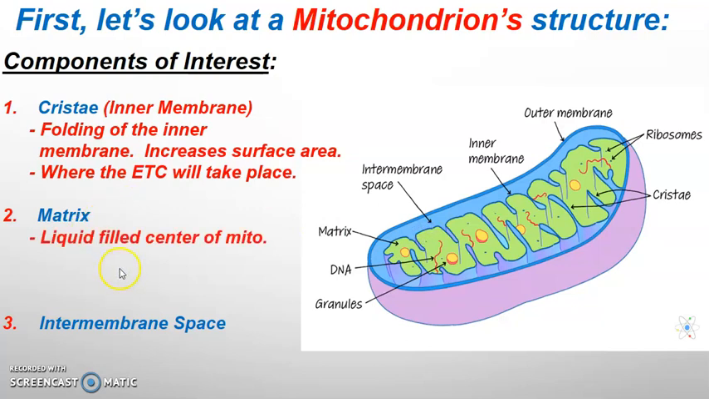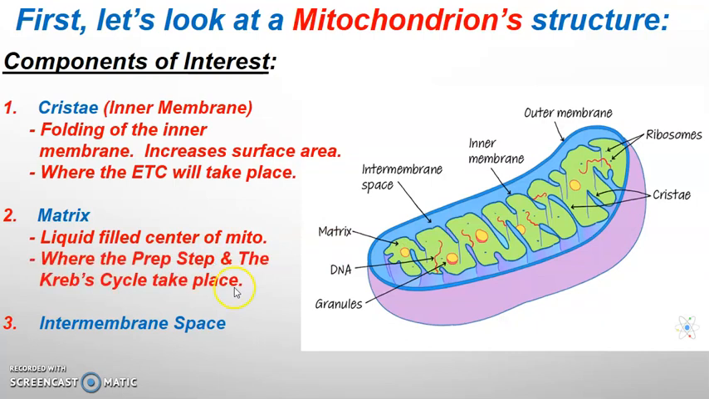For our purposes today, the next couple steps that we're going to cover are going to be within the matrix, which is the liquid-filled center of the mitochondria. So in this diagram, the green area, the matrix right here, is what I'm pointing to. This is the matrix. It's just a liquid-filled area that has lots and lots of different types of enzymes that are going to be used to perform various redox reactions. So what we're going to learn about today is a prep step, something that happens in preparation for the Krebs cycle.